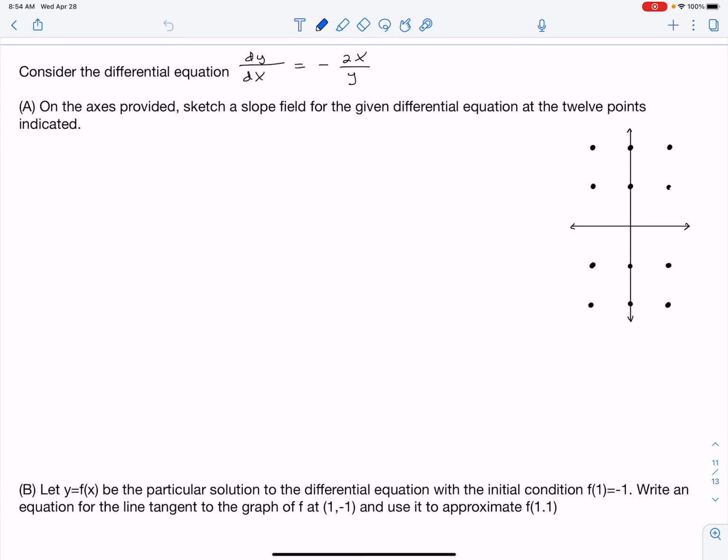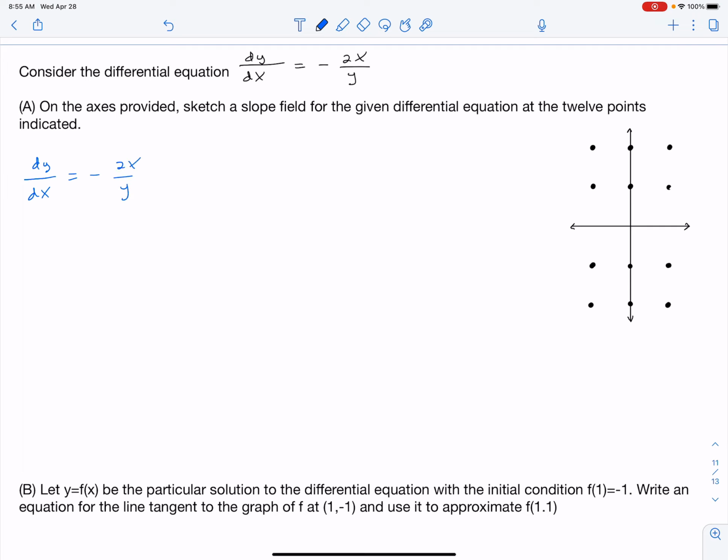The first thing we're supposed to do is sketch the slope field, just like we did last time, on the axis provided. Reminder, I'm going to remind you on one of them and then I'll go through quickly and do it. So reminder, what we do.